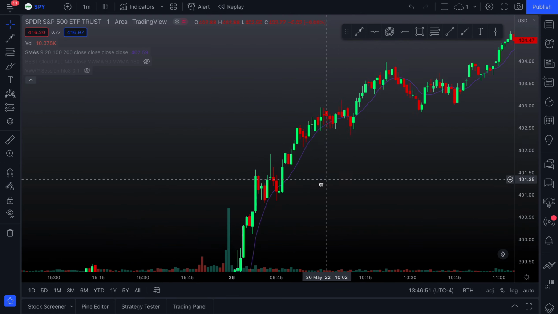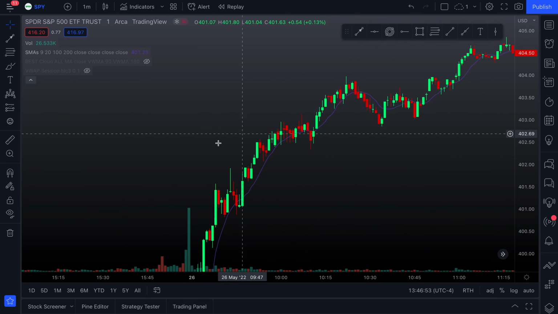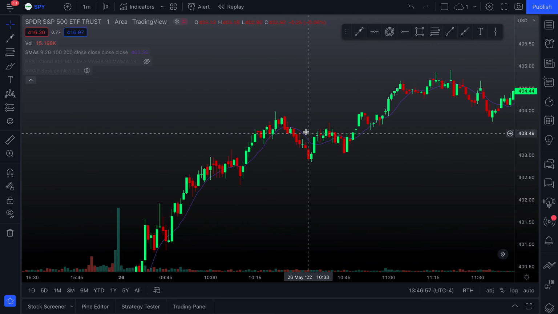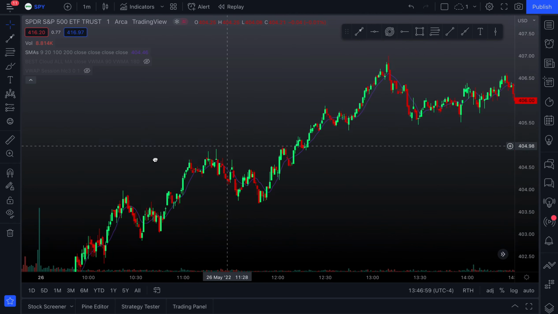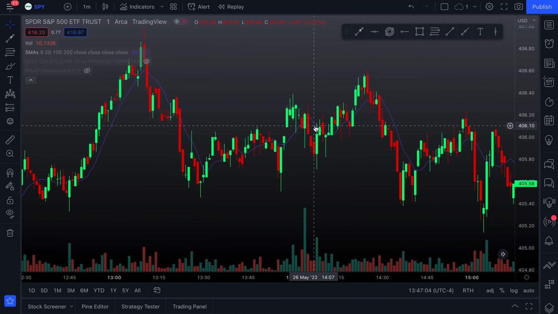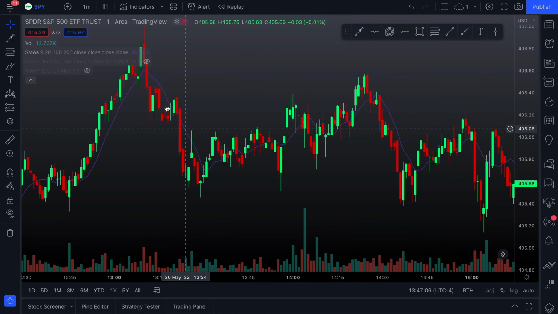9 SMA, we broke it. It's not a break and hold for the 9 SMA when I trim. It's just a break. So I would trim there, trim there. So it's a very reliable thing. So if you're not entirely sure of points of support and resistance, you can trim based off of the 9 SMA.